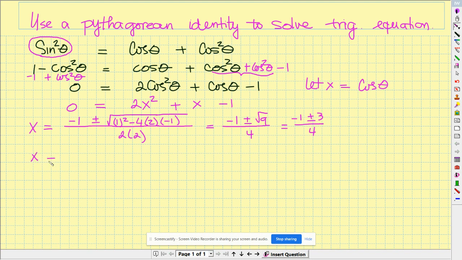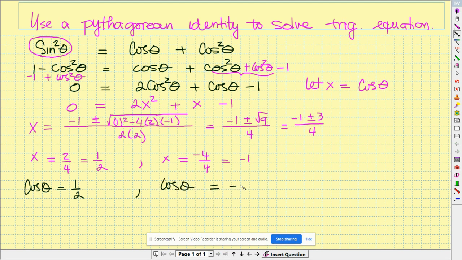x equals 2 over 4, or 1/2, and the second answer will be x equals -4 over 4, or -1. Now we substitute x back as cosine theta. Therefore we have cosine theta equals 1/2, and cosine theta equals -1.